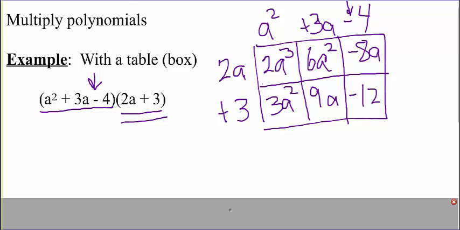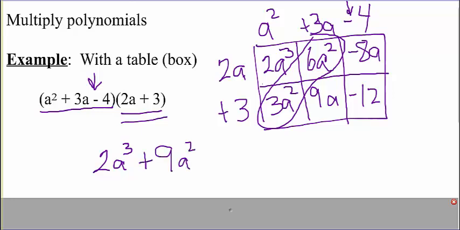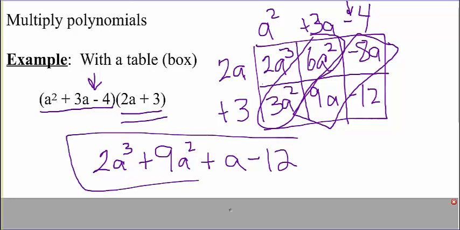And then you put it all together. So the first I have 2a to the third. Make sure you're always putting your expressions in the correct order, highest power first. Then we have the a squareds, so you would combine those. 6 plus 3 gives us 9a squared. Next expression, 9a and a negative 8a would give a positive 1a, and then negative 12. And this is the product for this example.